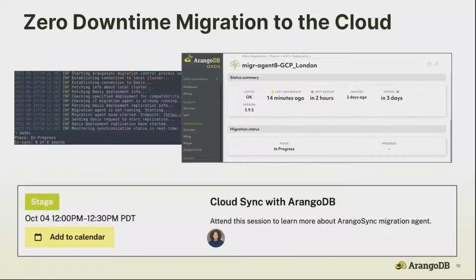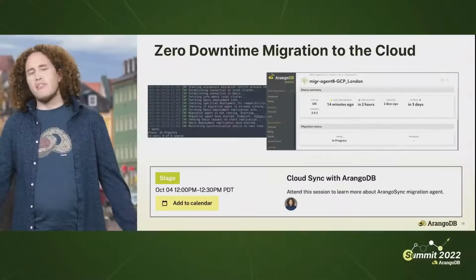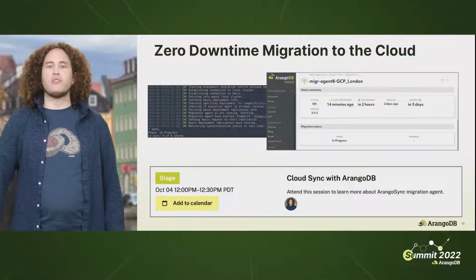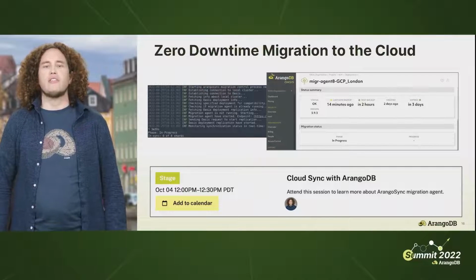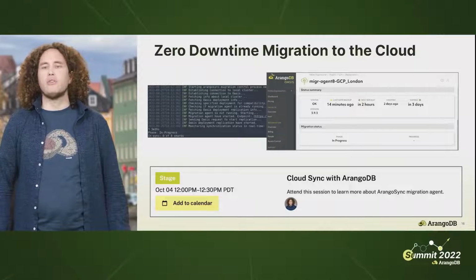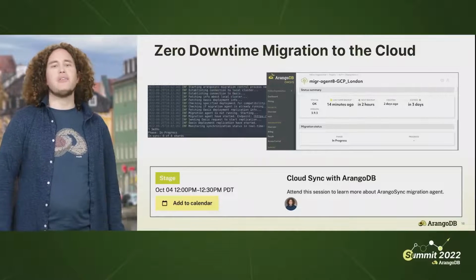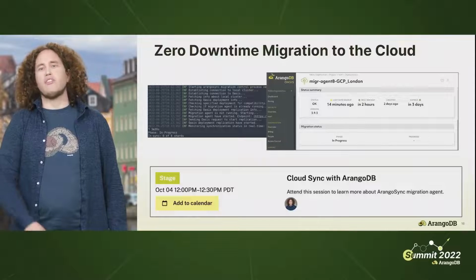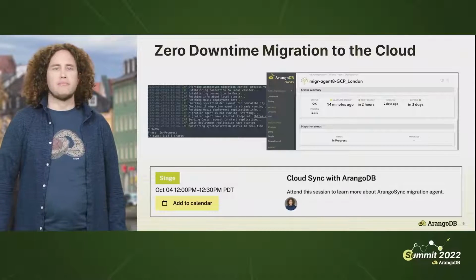So how does it work? I mean, in short, you can download the migration agent. You will then also see that pop up in the Arango Graph front end, showing what the current progress of the migration is, and then move over. If you are really interested, I would suggest coming over to our next session, Cloud Sync with ArangoDB, or into the cloud, where we'll dive into more details about that.